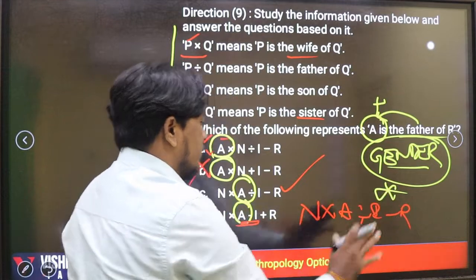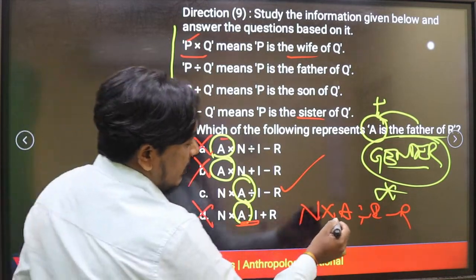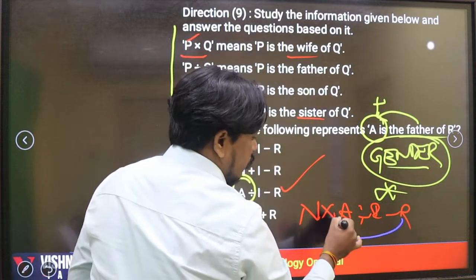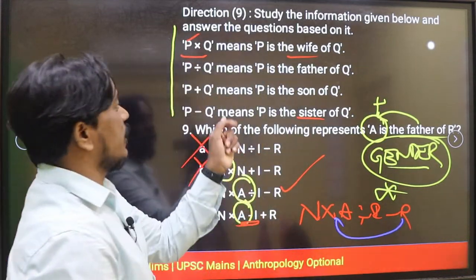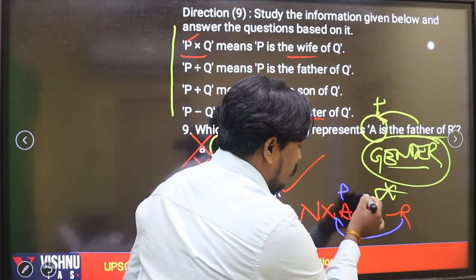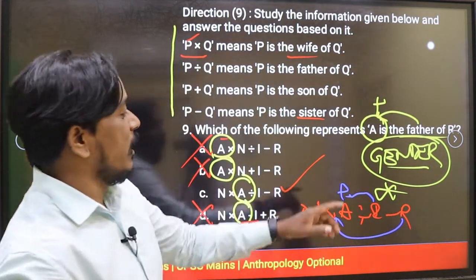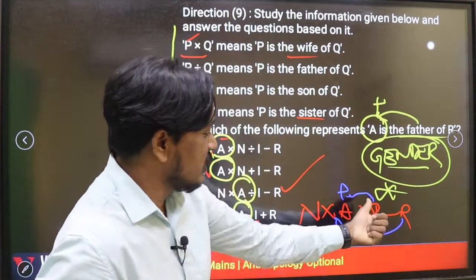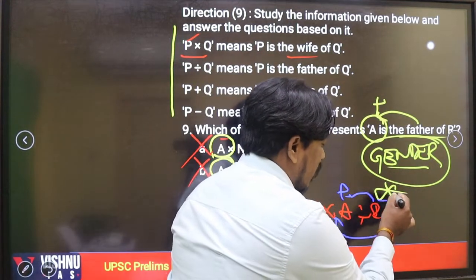Now, if you observe this, how to observe these points? First, we require only the A to R relation. Divided by means what according to the data? Father. Who is the father? A is the father of I. The next point is minus. Minus means sister. Who is the sister? I is the sister of R.